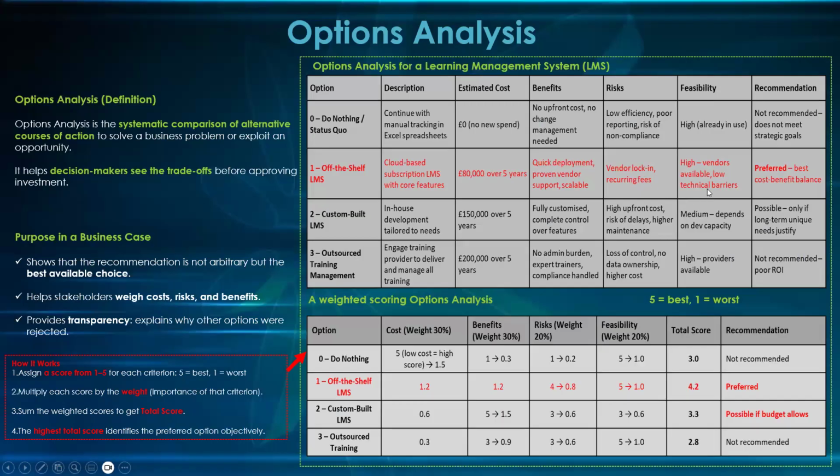Then feasibility. Feasibility simply means how easy can we use it? As in, how easy can it be deployed? Can it be used? Now, for benefits, we can see quick deployment. That's the benefit. We can scale easily. And the vendors are going to manage it.